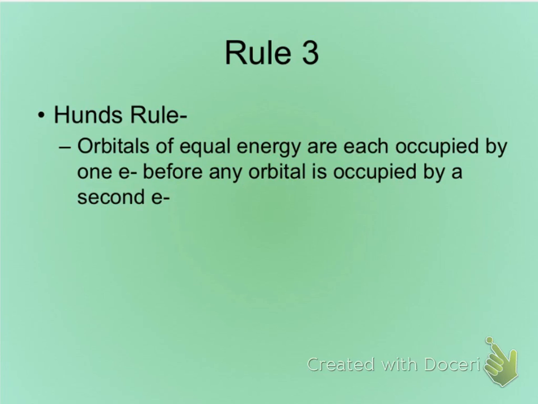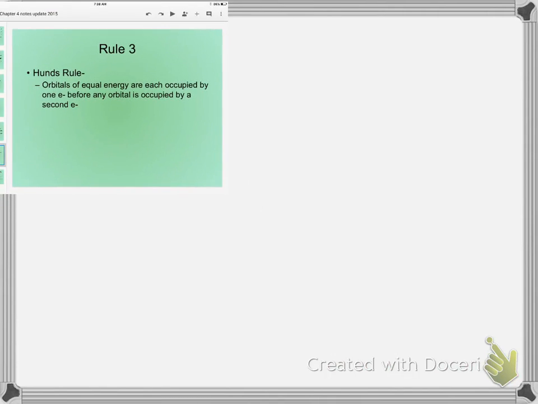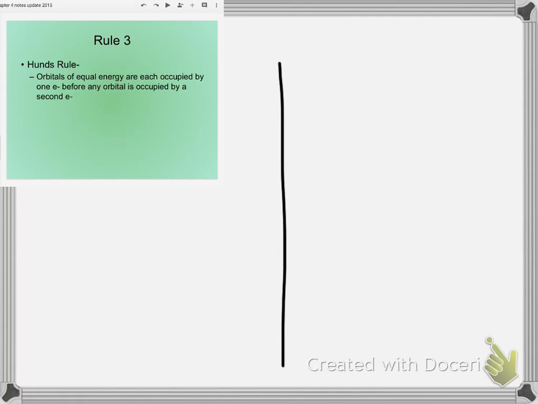This is Hund's rule, and I don't care that you know which one is Hund's, which one is Pauli's, and which one is Aufbau. I care that you're able to use them. I think that's more important. Orbitals of equal energy are each occupied by one electron before any orbital is occupied by a second. Huh? If we go back to the dorm room metaphor, I'm going to focus on the second floor of the dorm.